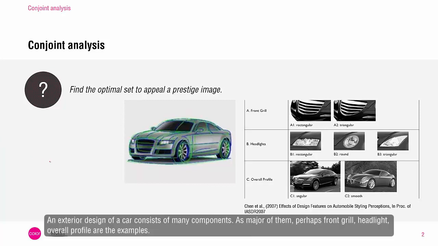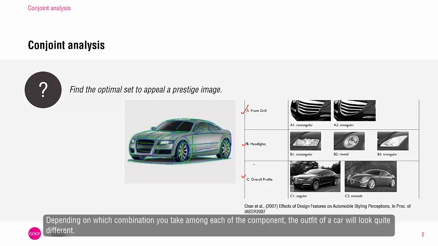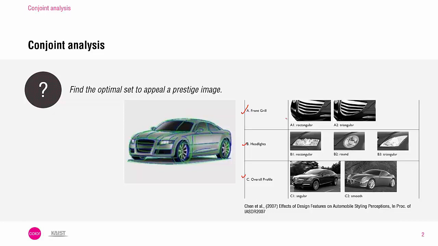An exterior of a car design consists of many components. As a measure of them, perhaps front grille, headlight, and overall profile are the examples. Depending on which combination you take among each of the components, the outfit of a car will look quite different.